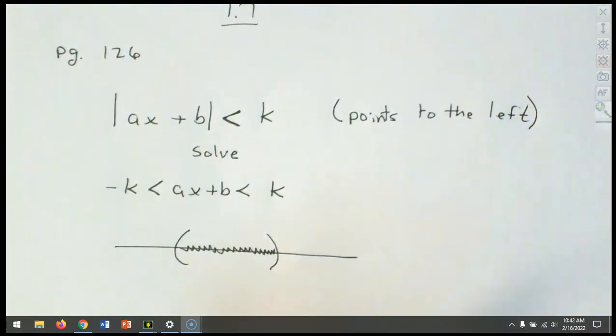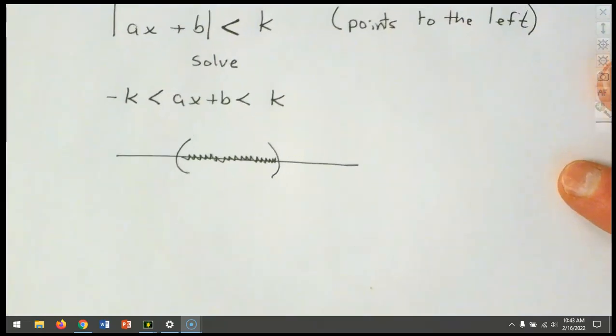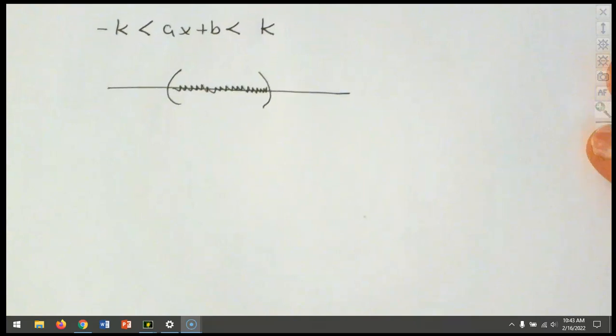If it points to the right, they'll go out in the left and the right directions. Okay, so if it points to the right, we did that a minute ago. If it points to the left, then we solve this double inequality or three-part inequality like that. Okay, so let's now go ahead and work through a few of these. What you have to do is you have to keep track of which way it points.